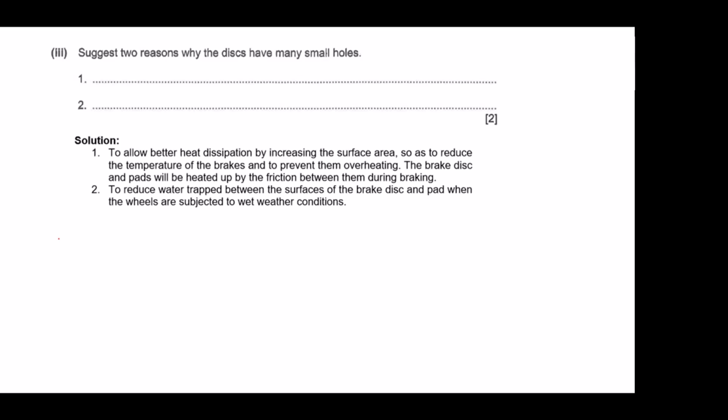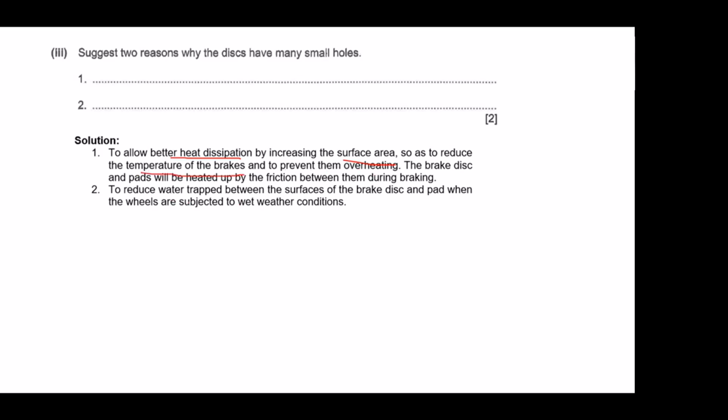Suggest 2 reasons why the discs have very small holes. Why do they have so many small holes? This is to allow heat dissipation, better heat dissipation by increasing the surface area. You want to reduce the temperature of the brake pads and avoid overheating.